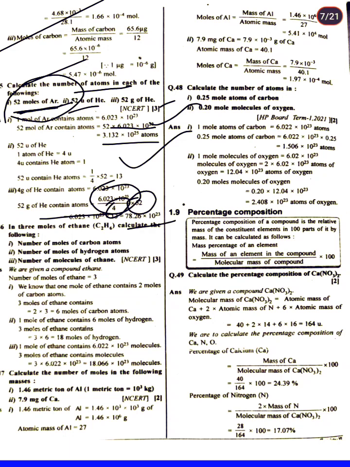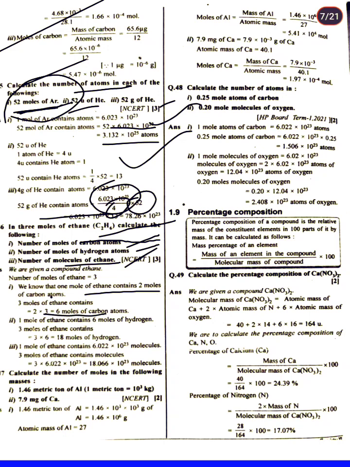नो नेक्स्ट इज द इन 3 मोल ऑफ इथेन C2H6 कैलकुलेट द फॉलोइंग: नंबर ऑफ मोल्स ऑफ कार्बन एटम, नंबर ऑफ मोल्स ऑफ हाइड्रोजन एटम एंड नंबर ऑफ मॉलिक्यूल्स ऑफ इथेन. तीन चीज़ें कैलकुलेट करांगे आप. फर्स्ट वी नो दैट द 1 मोल ऑफ इथेन कंटेन 2 मोल्स ऑफ कार्बन. ये कितने कार्बन है टोटल? 2 कार्बन है. एंड 3 मोल ऑफ इथेन कंटेन, अगर 3 मोल हो जाएंगे तो कितने बनेंगे? 6 मोल ऑफ कार्बन एटम.